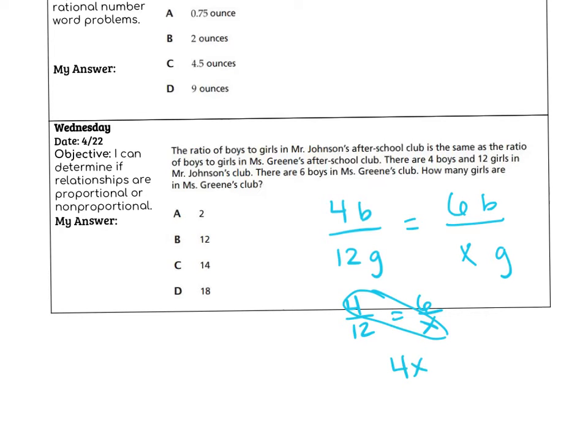4 times X is 4X. 6 times 12 is 72. 72 divided by 4 is 18. So X is equal to 18 girls, letter D.